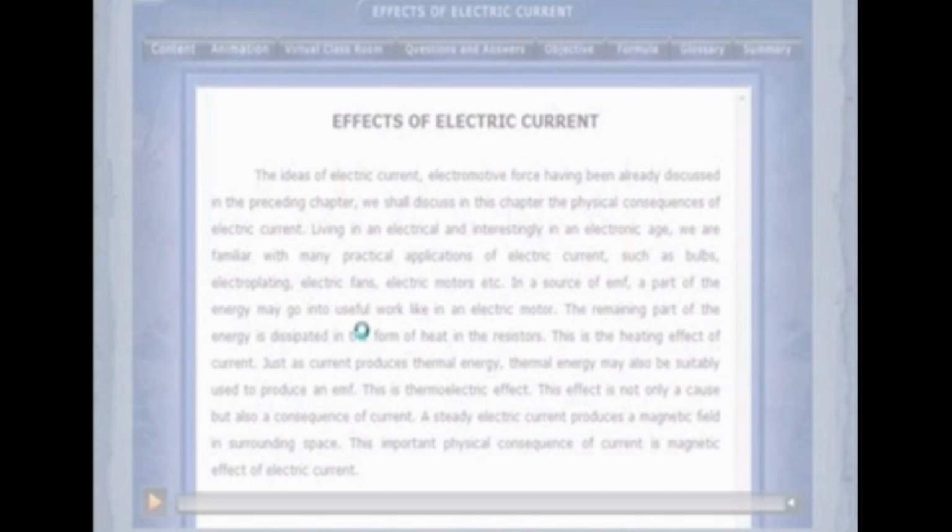So it's called the Seebeck effect. The application of the Seebeck effect is used in thermoelectric generators, and thermoelectric generators are used in the power plant.